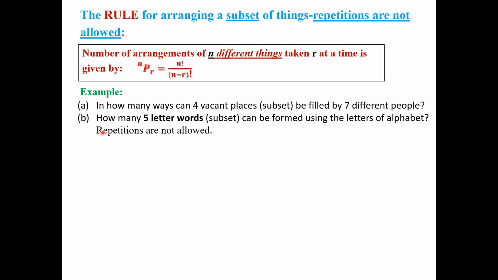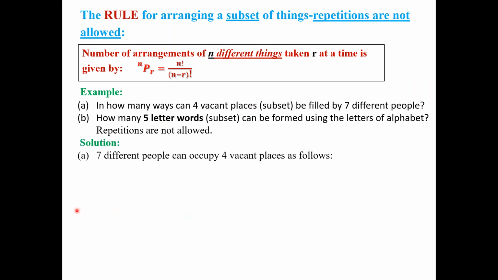In B, how many 5-letter words can be formed using the letters of the alphabet? We know that there are 26 letters of the alphabet, but we want to check how many 5-letter words we can form from them. What is important is to know that this is a subset. 4 vacant places is a subset because it is going to be filled by 7 different people.